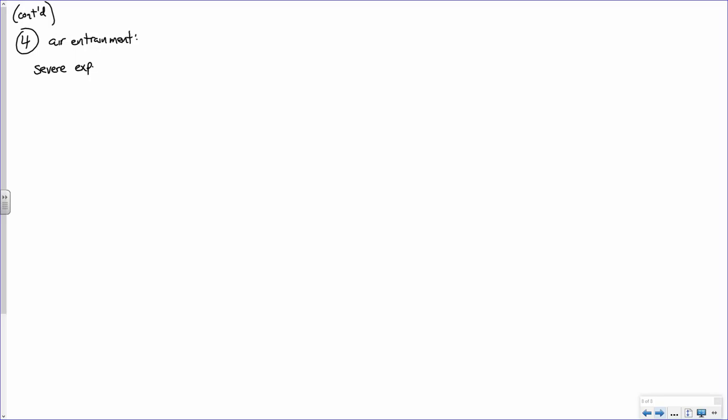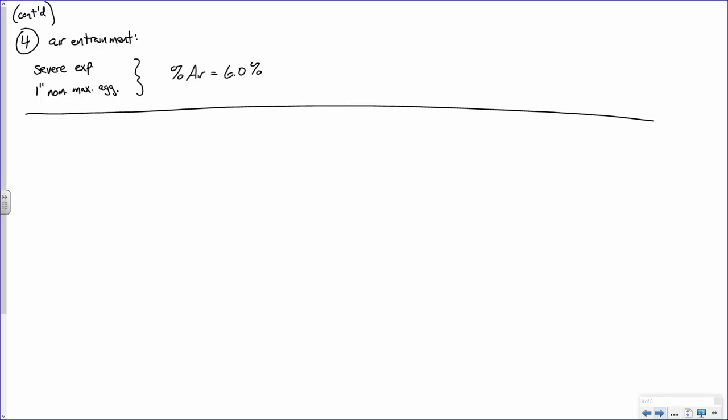Okay? What else? What's our nominal maximum aggregate size? 1 inch nominal max aggregate. All right. So you tell me, what's our percent air going to be for this mix? 6%. Okay. Now that's by volume. So percent air is 6%. Well, I guess I should be specific and say 6.0. That will become relevant here in a little bit. Okay? Everybody good so far? All right. Like I said, we're just taking it one step at a time and working out our ingredients.